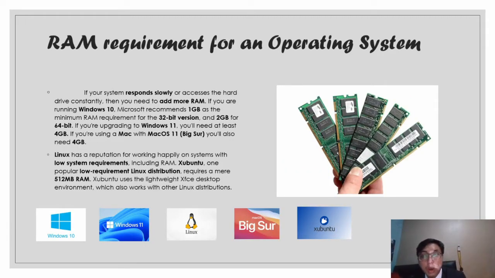RAM requirement for an operating system. If your system responds slowly or accesses the hard drive constantly, then you need to add more RAM. If you are running Windows 10, Microsoft recommends 1 GB as the minimum RAM requirement for the 32-bit version and 2 GB for the 64-bit. And if you want to upgrade your PC to Windows 11, the latest one, you will need at least 4 GB. And if you're using a Mac with macOS 11 Big Sur, you will also need 4 GB of RAM.